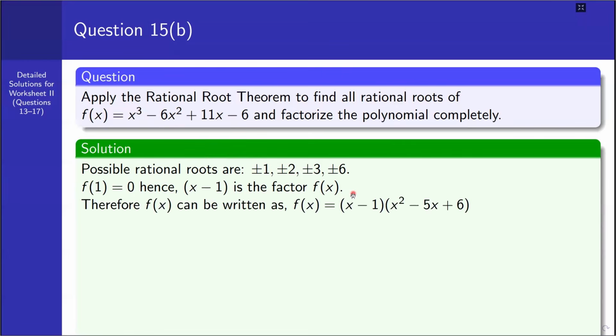Therefore, if we divide this fully, the given polynomial function can be written as f of x equal to x minus 1 times x squared minus 5x plus 6.